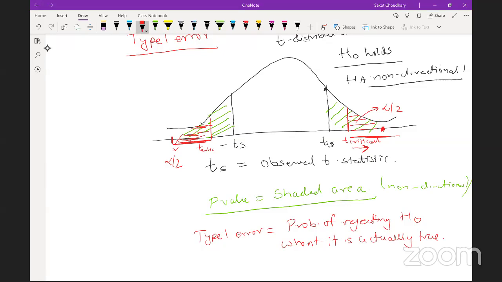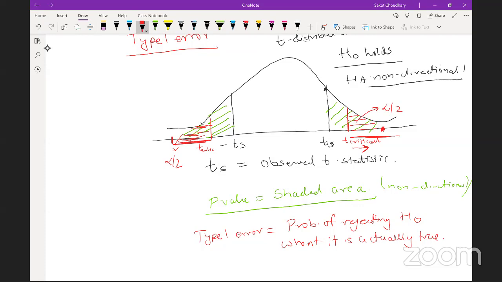This is all your hypothesis testing summarized in one figure. What's the t statistic? That's something that you observe. The t critical is something which, if anything that you observe is beyond it, you're going to reject. The p-value is the shaded area, which is essentially the probability to be able to observe a t statistic which is as extreme as what you're observing right now. And the type 1 error is the probability of rejecting H naught when it is actually true. Okay, any questions?